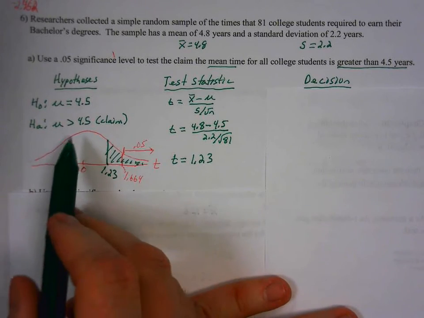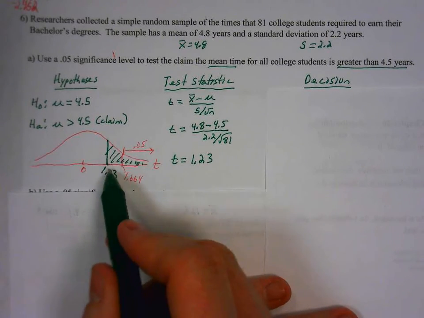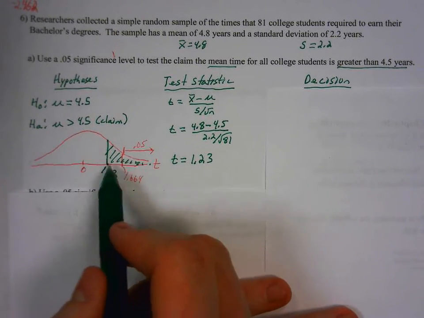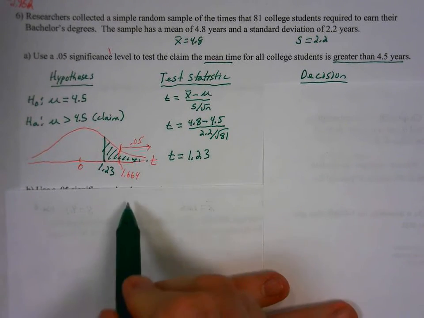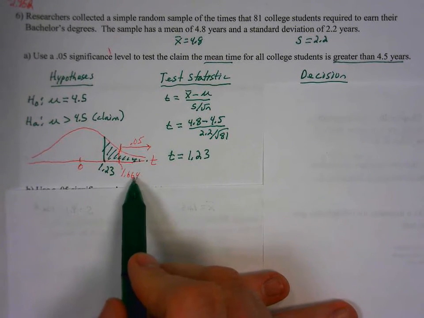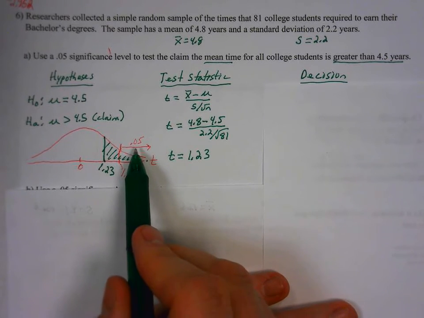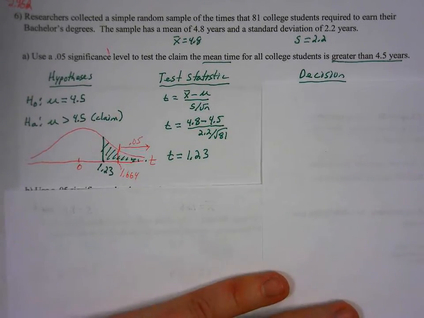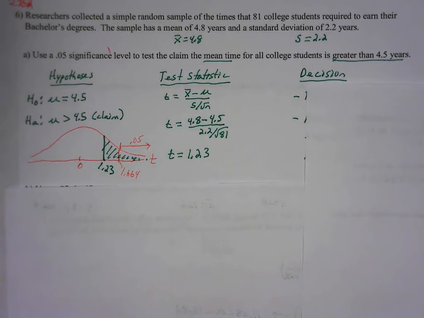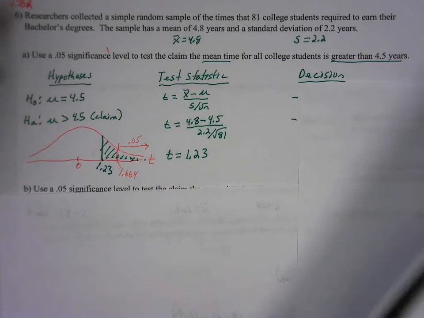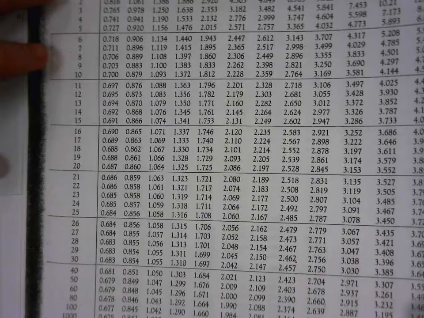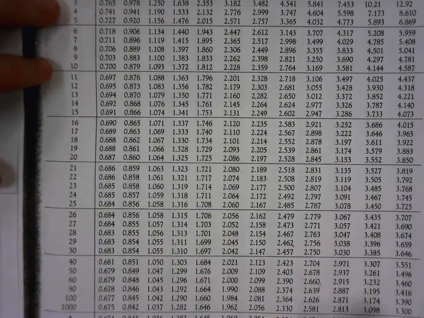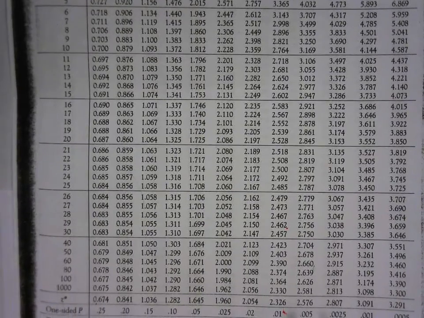We're shading to the right because of the greater than. So we want to know, are we too far to the right or not? Greater than, we're shading right. The t-value in the distribution, if alpha is 0.05. It says use a 0.05 significance level, so alpha is 0.05, and we're in one tail again. We have a sample of 81 college students, so that means 80 degrees of freedom.